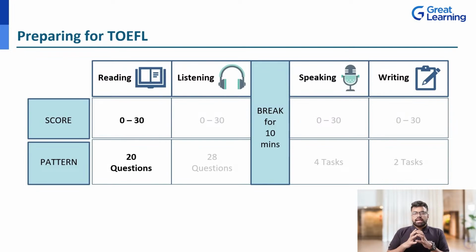If I dissect this exam, there are essentially four important elements: reading, listening, speaking, and writing. The score is from 0 to 30 in all four sections. The pattern is basically that in the reading section, you would have comprehensions, maybe two, maybe three, basically paragraphs or comprehensions that you would have to read and answer questions based on.